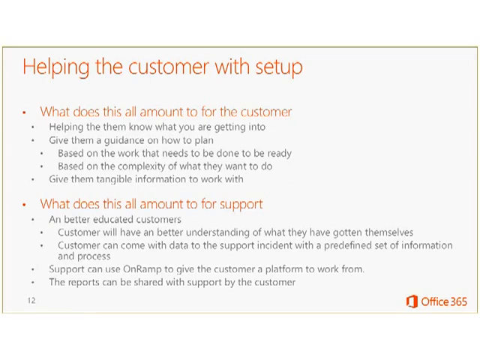Customers can come to the support incident with a predefined set of information and process. If they're coming to support with these results, they already have a set of information that helps support understand. It gives a predefined set. Support can know what to expect. Support can also use OnRamp to give customers platforms to work from, and I'll talk about that later in some of the examples.